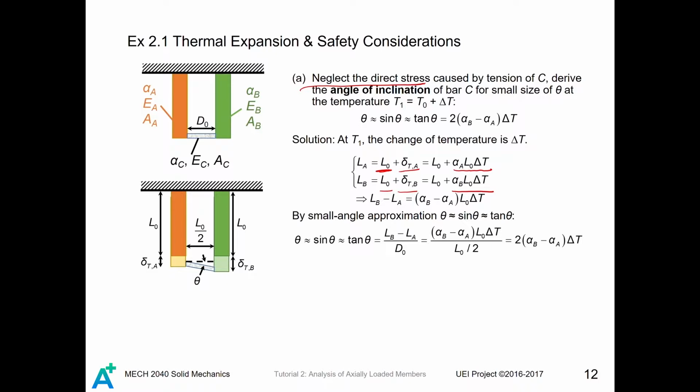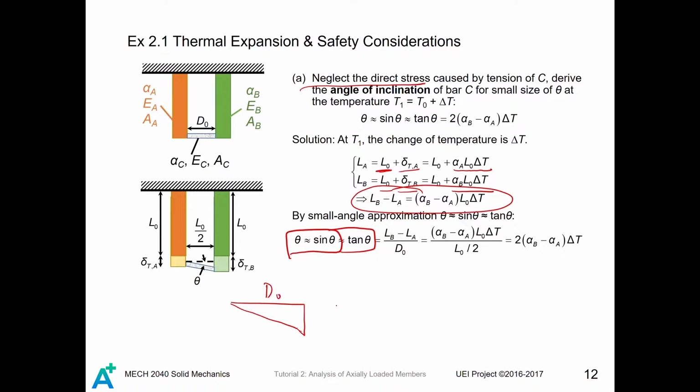By those two equations, we can write the difference of length between bars A and B. Then by small angle approximation, we can find theta equals sine theta equals tangent theta. However, we can write tangent theta as (LB minus LA) divided by D naught. Consider this right angle triangle.